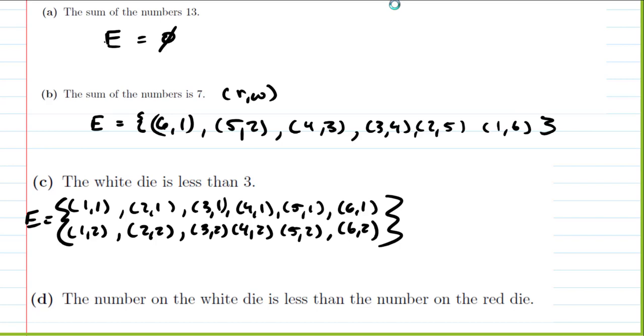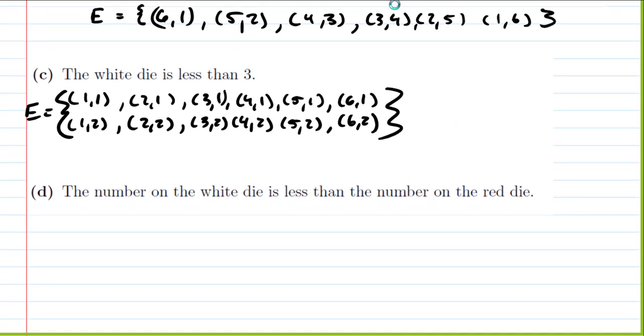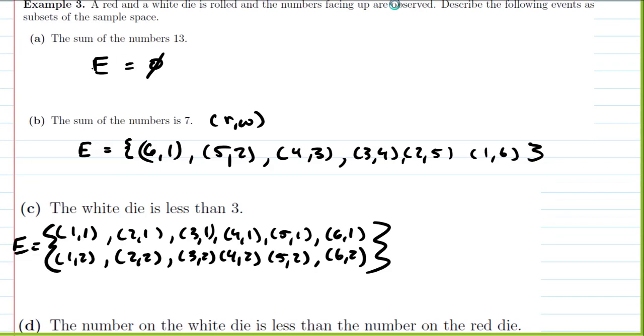So how many possible outcomes are there in that set? 12, right? Okay. So D, it says the number on the white die is less than the number on the red die.